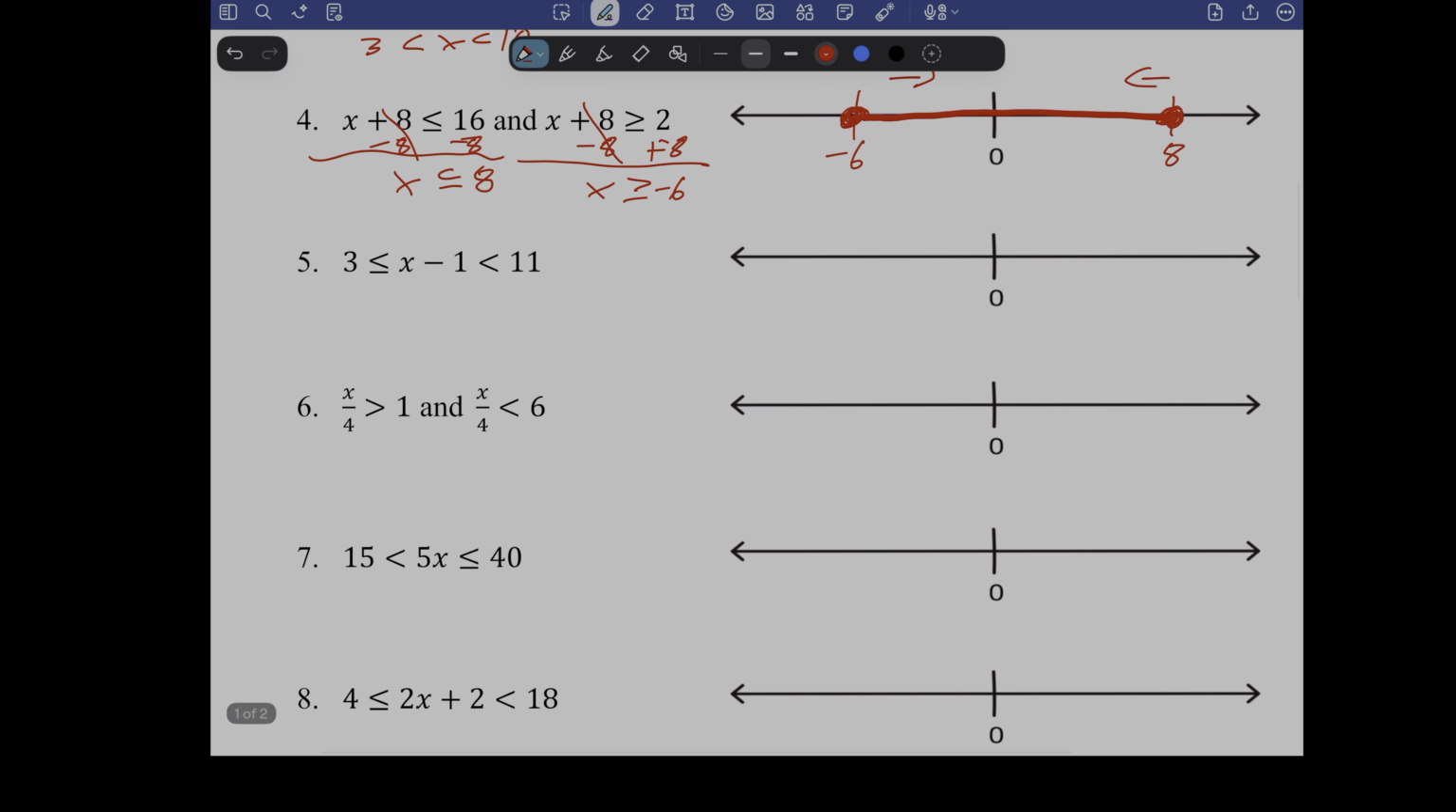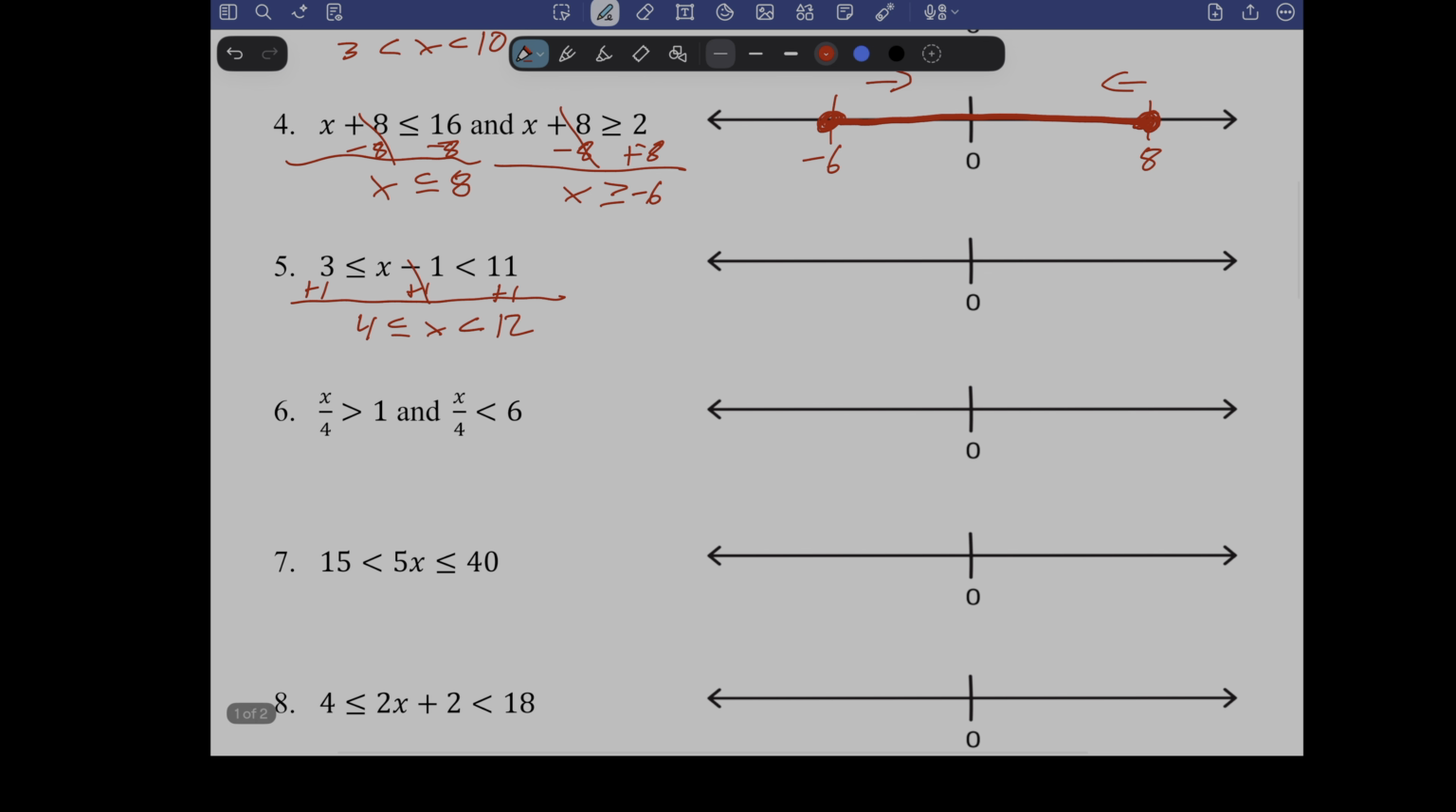All right, let's go on to number 5. I'm going to add 1. If I do it to one side, I have to do it to all 3. So they go away, and I'm left with 4 is less than or equal to x, which is less than 12. Pretty easy, right? So now I'm going to want a dot at 4, and a hole at 12. I know that x is in between them because of the way it's set up, so I'm just going to shade in between.